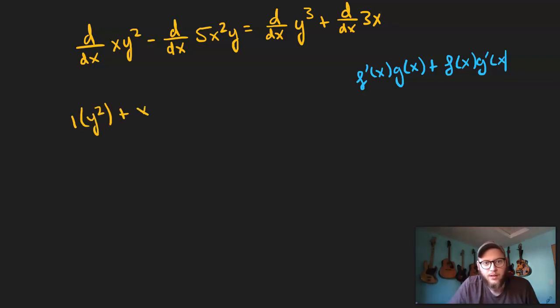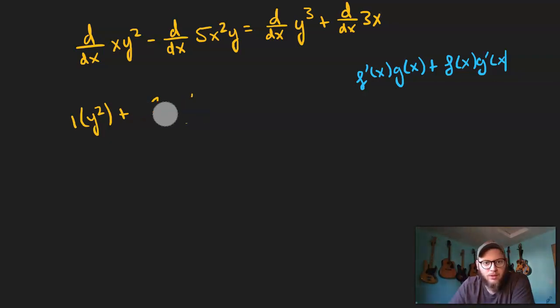And now in this case, we leave the x alone. Derivative of y squared is going to be 2y times y prime. Just because we use the product rule doesn't mean we can skip on the chain rule. Now let's move on to the next one.